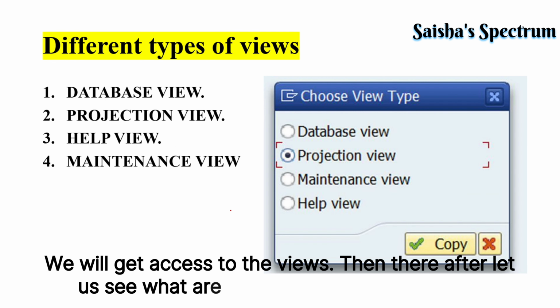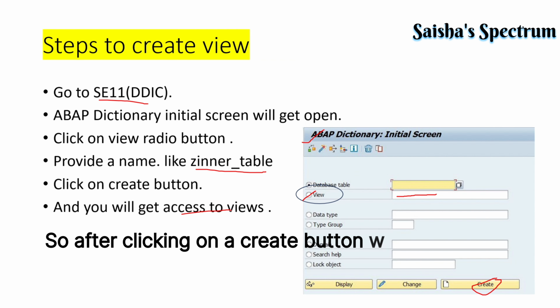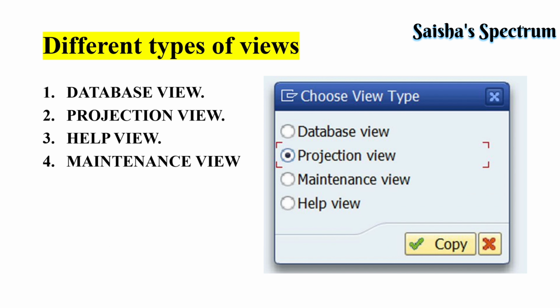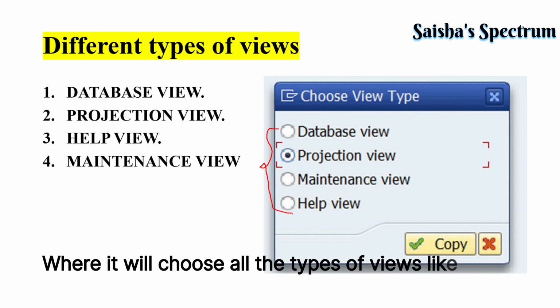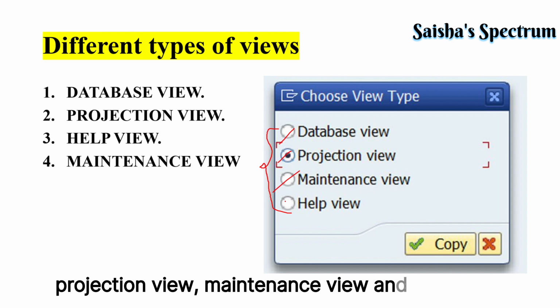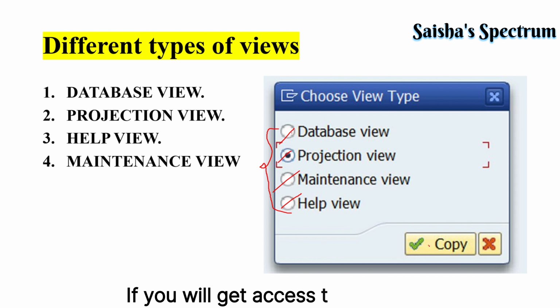Thereafter, let us see what the different types of views are. After clicking on the create button, we will get access to this type of screen which says to choose a view type, where it shows all the types of views, like database view, projection view, maintenance view, and help view. Whichever view we want to create, just click on that view and click on the copy button. We will get access to that view.